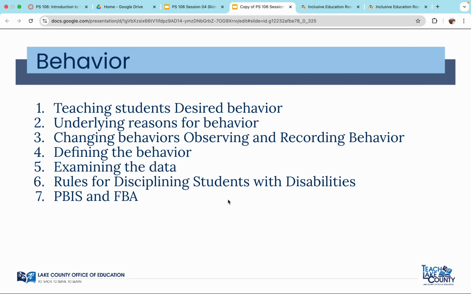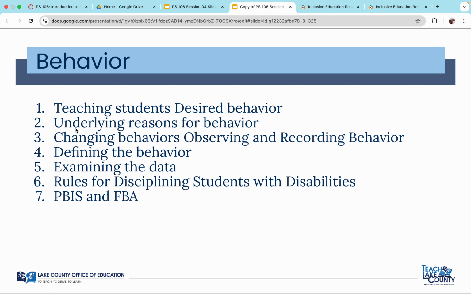When it comes to behavior, we want to teach students desired behavior, all right? And that takes a long time. You can do that, depending on your classroom, as a whole group, or you might want to do it on an individual basis. If a student has a behavior support plan or behavior intervention plan, they have specific behaviors that you're trying to have changed, and there will be plans within that paperwork to help you change behavior into the desired behavior.